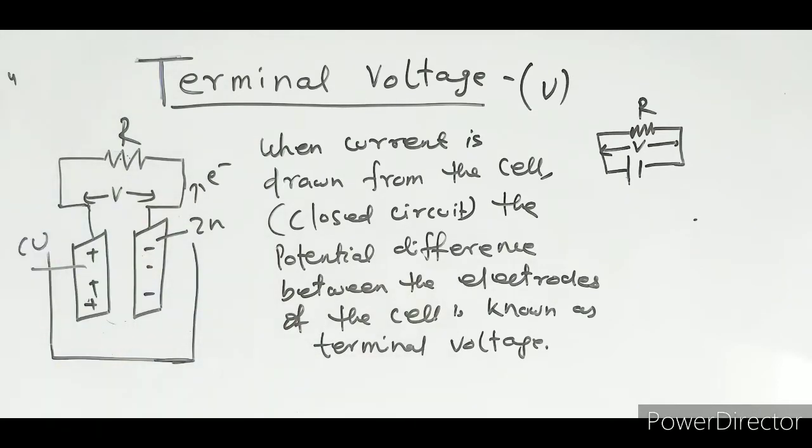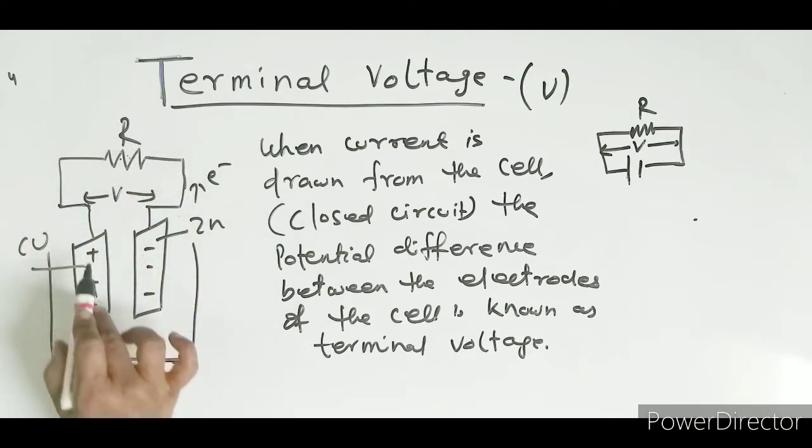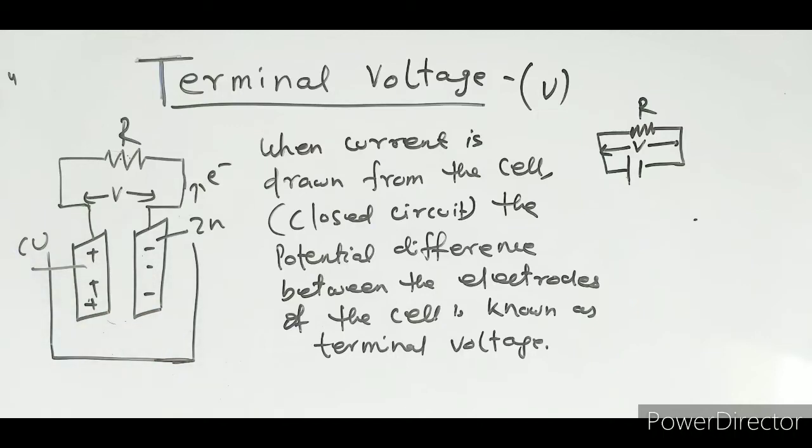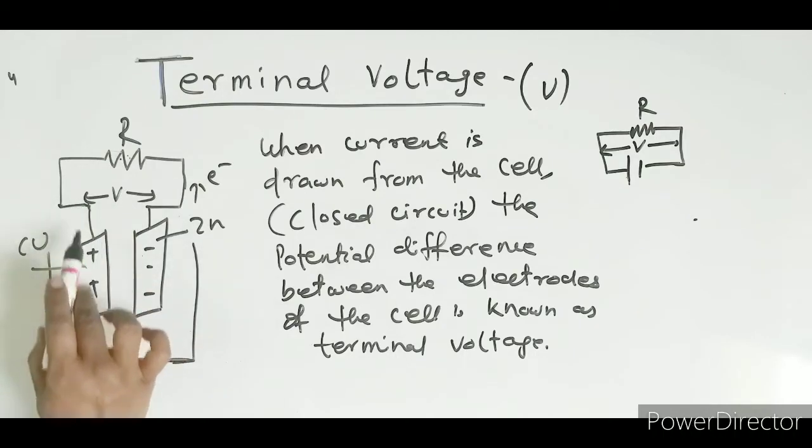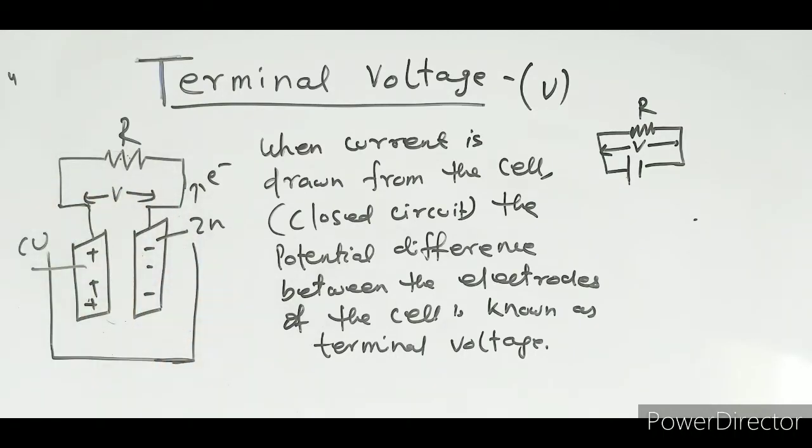So the previous case was EMF; now we consider it as the terminal voltage. Clear? So the terminal voltage of a cell can be defined as the work done per unit charge in carrying the positive test charge around the circuit connected across the terminals of the cell. This is the positive terminal, negative terminal, and externally it is connected.